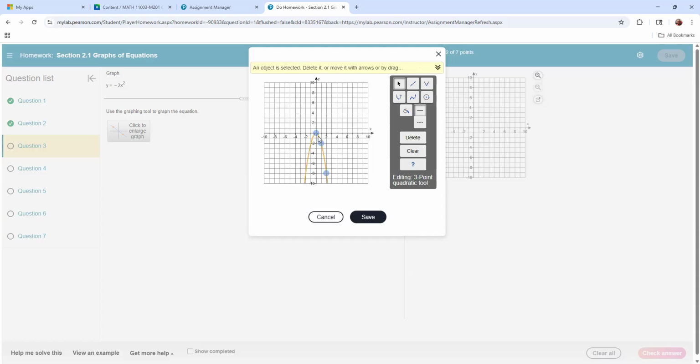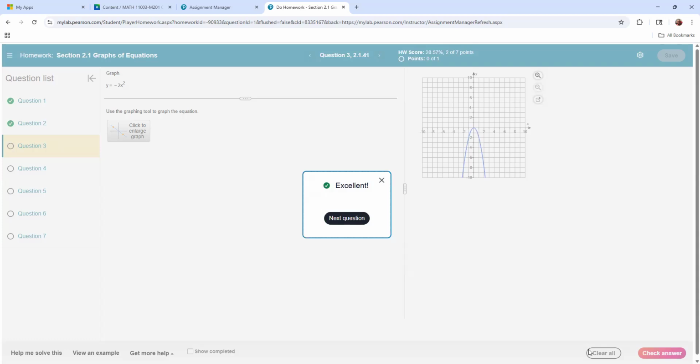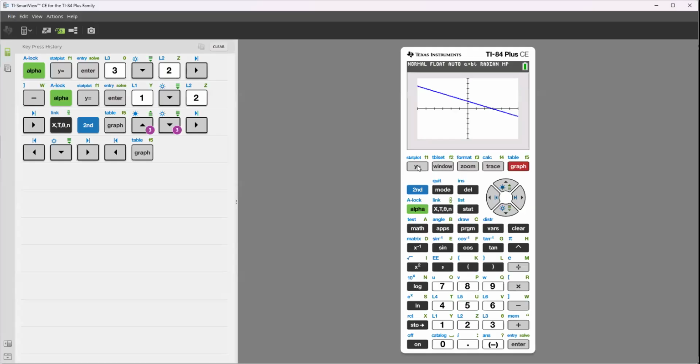When you put the third point, it draws your curvy parabola, okay? So look over here, I could have done that negative 1, negative 2, and got the same graph, okay? So you save that, and then you'll check your answer. So y'all, let me go back to my calculator real quick, and I'll show you how to graph that one.